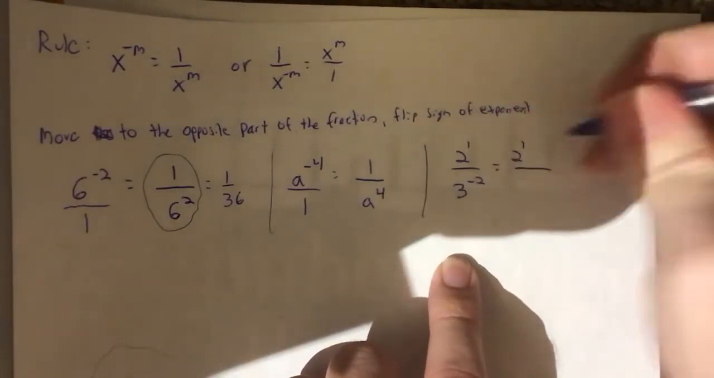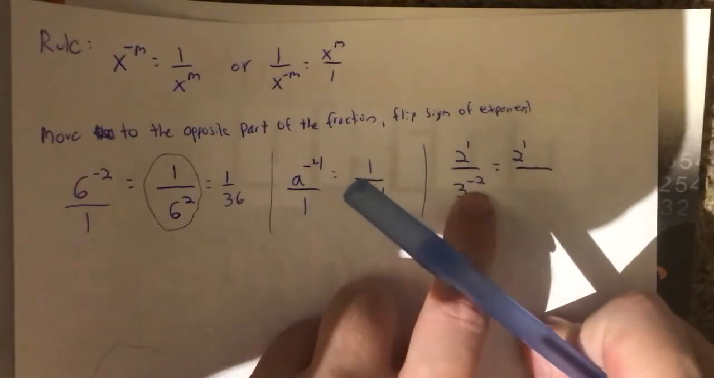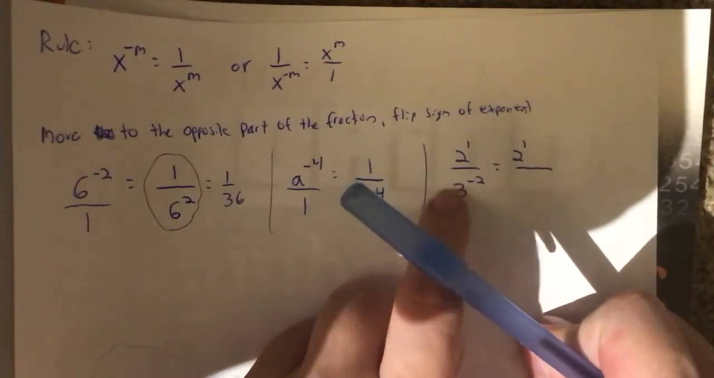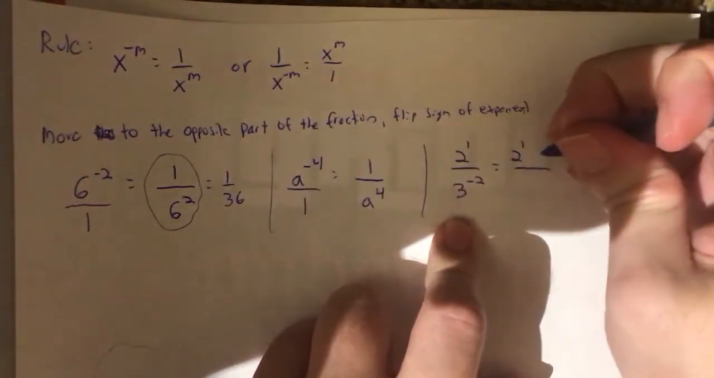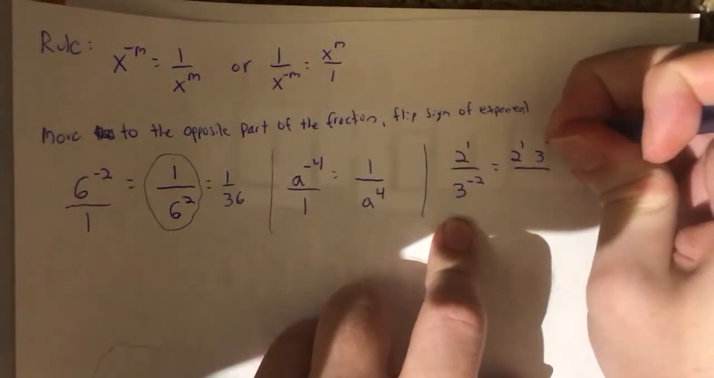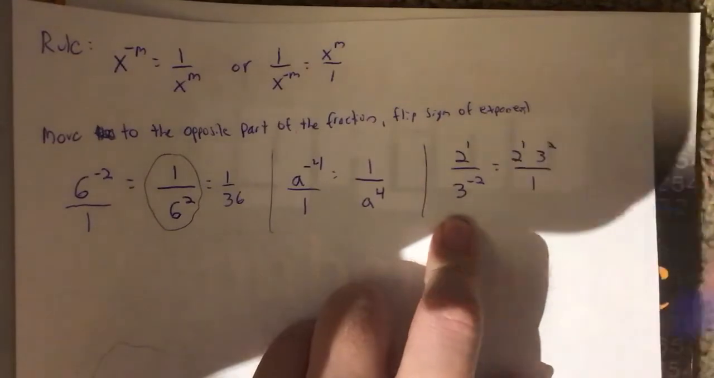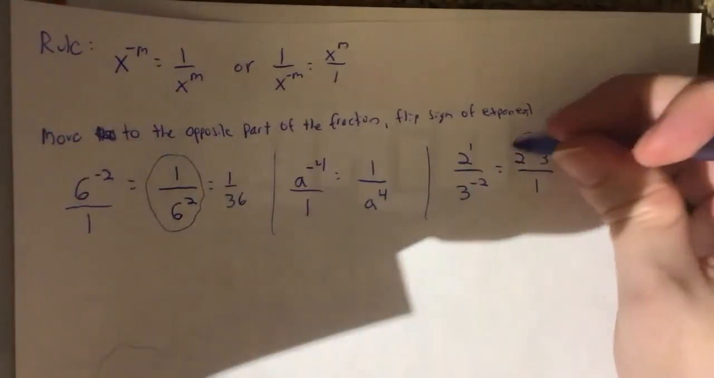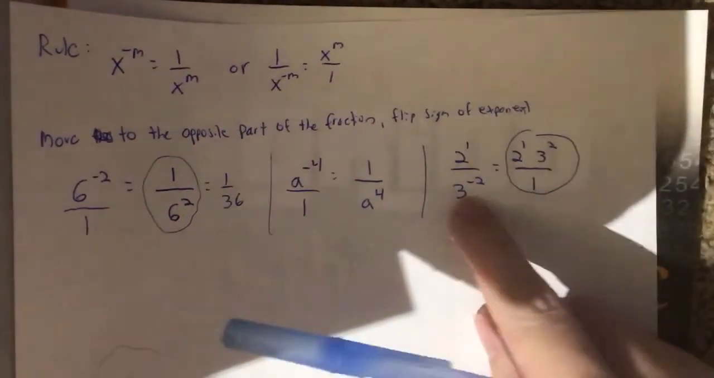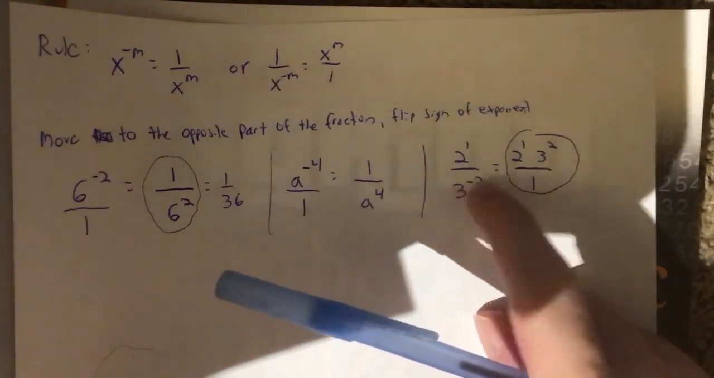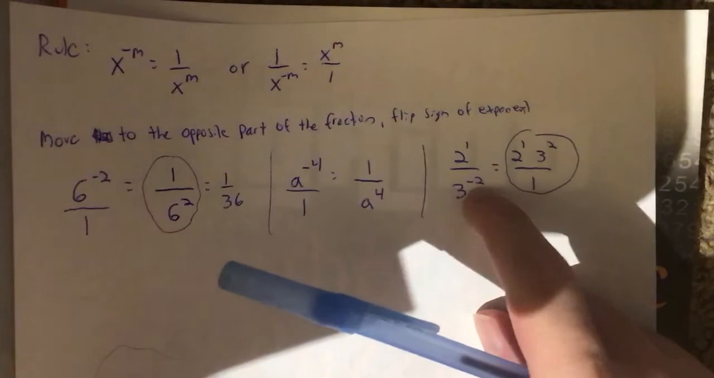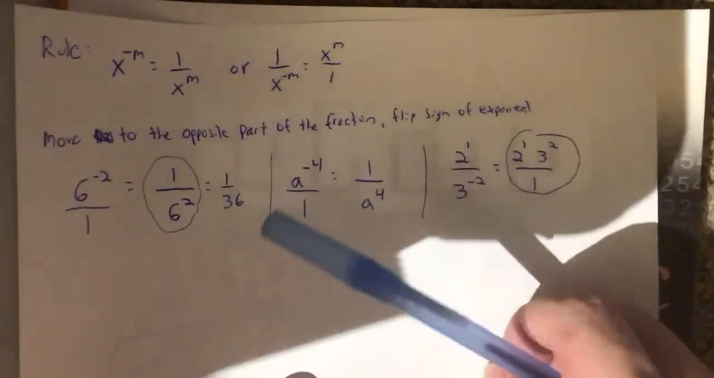So I'm going to leave the 2 to the 1st alone. Since it's negative in the denominator, to make this positive, I move it to the numerator, the opposite part. So I put the 3 and make it positive 2. And that's my answer. 2 to the 1st, 3 to the 2nd. Don't move the 2 to the bottom. Only move the piece with a negative exponent to the opposite part. That's all you do.